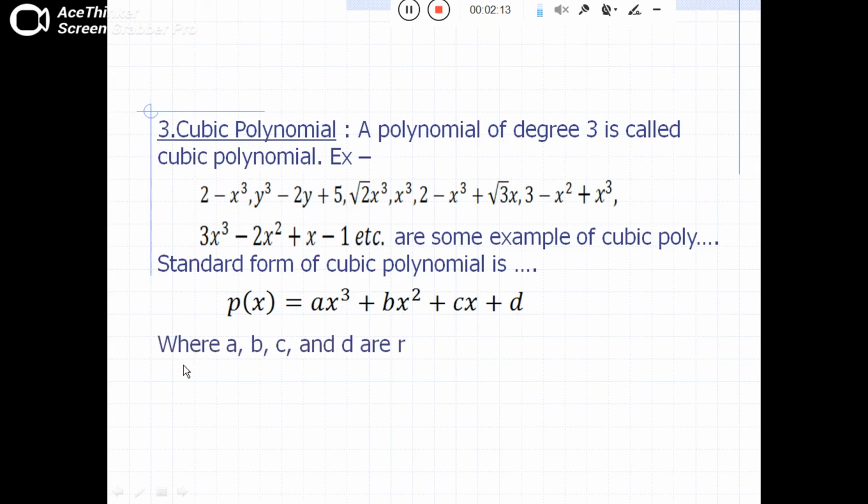Okay, so here a, b, c and d are real numbers, but a is not 0. For the standard cubic polynomial ax cube plus bx square plus cx plus d, just see the powers of the variable in descending order. Here x cube, here x square, in the third term x raised to 1, and in the last term there is no variable. So this is the standard form to write a polynomial. So the standard form of a cubic polynomial, p of x, is ax cube plus bx square plus cx plus d, where a, b, c and d are real numbers and a is not 0.